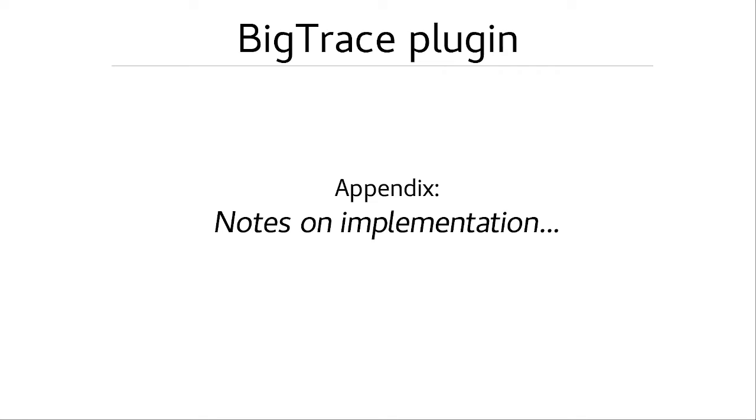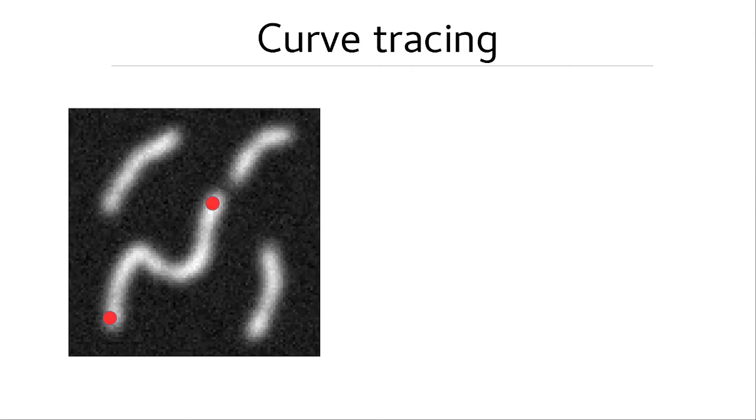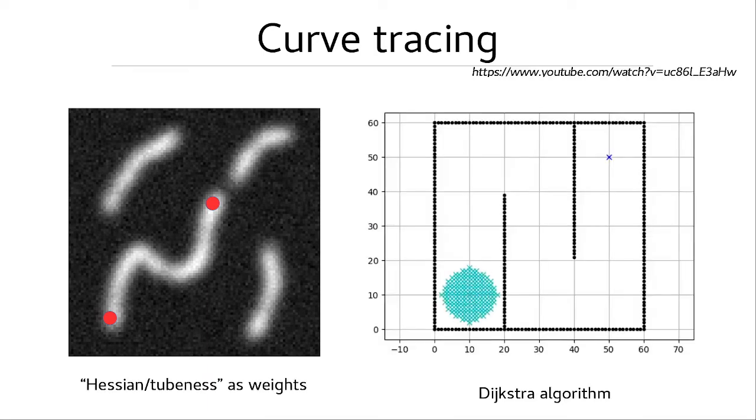And at this point, after the functionality presentation, I'd like to mention some details on the implementation. The main problem for this semi-manual curve tracing part was how to find the path between two dots marked by the user, shown in red here, so that it will follow along the bright curve. In this case, people usually use some variation of the famous Dijkstra algorithm to find the minimal cost route, which is illustrated on the right.